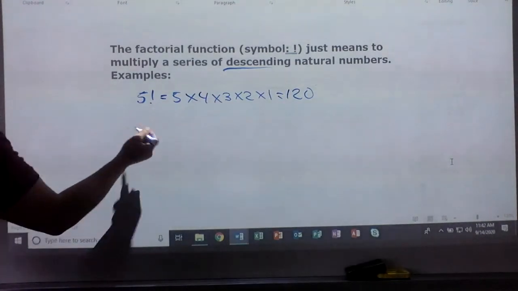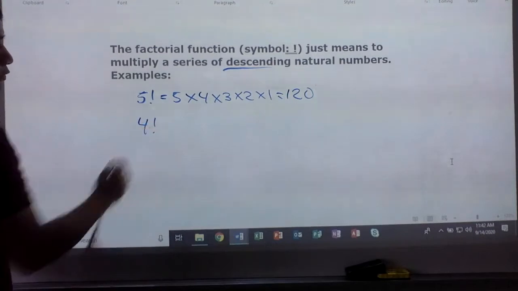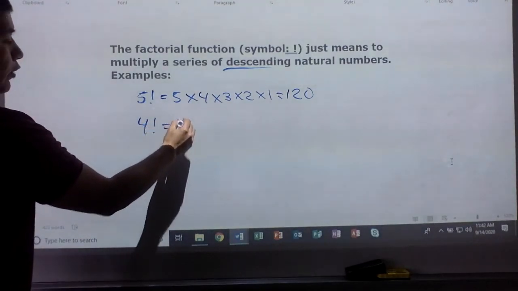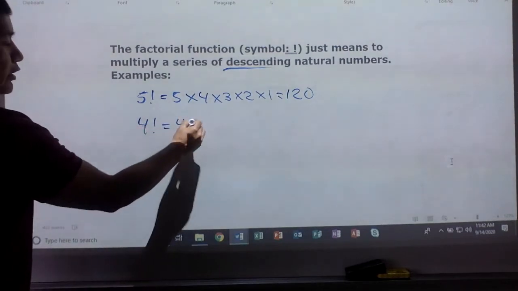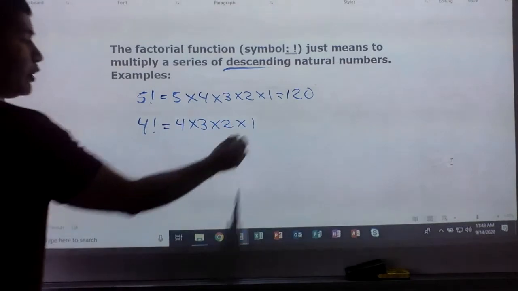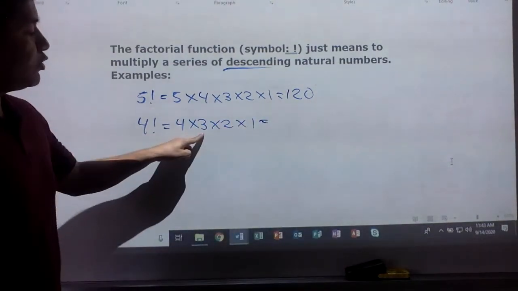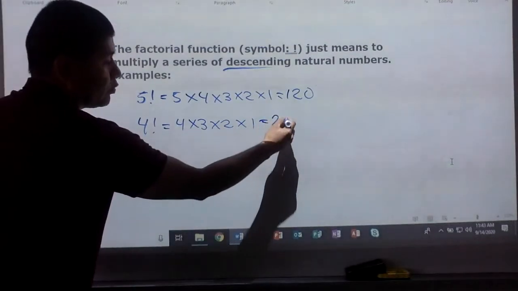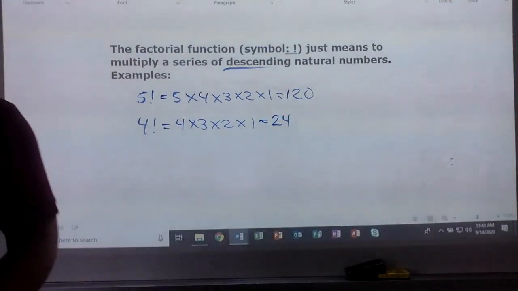Another example. 4 factorial. You start with that number. 4 times 3 times 2 times 1. And then just multiply across. 4 times 3 is 12. 12 times 2 is 24. Times 1 stays the same, so 24. That is what a factorial is.